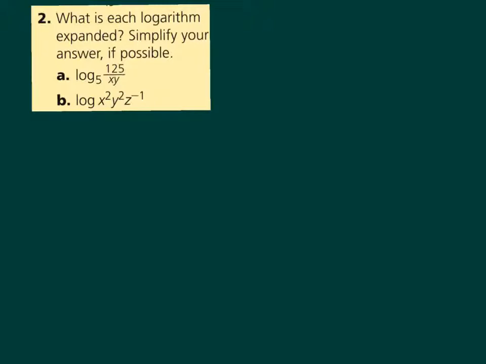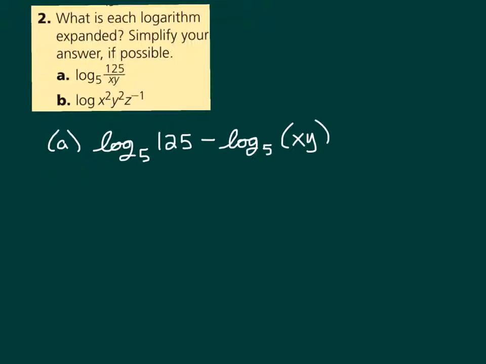So this type of problem is the opposite of what we were just doing. You're given one logarithm, and you're asked to expand. So part A. First thing, log base 5 of 125 minus log base 5 of x times y. That's the quotient property. You have log base 5 of a quotient. You can separate that out using subtraction.